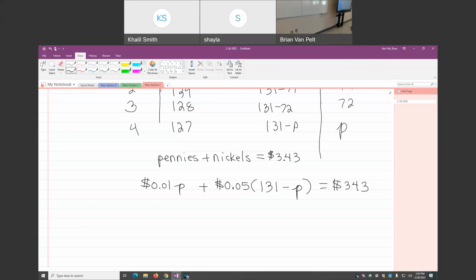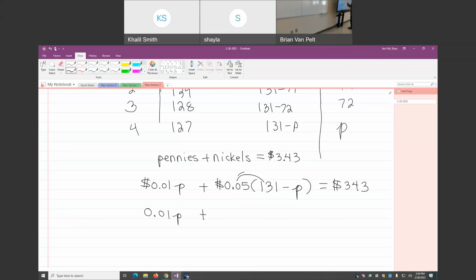I'm gonna drop the dollar signs. Oh, by the way, why can't you just put 1 and 5 here for like 1 cent and 5 cents? If I wrote it in terms of cents over there, I'd have to change this to 343. Understand? So you've got to work in either all dollars or all cents. You don't want to mix them. So anyways, we have 0.01p.